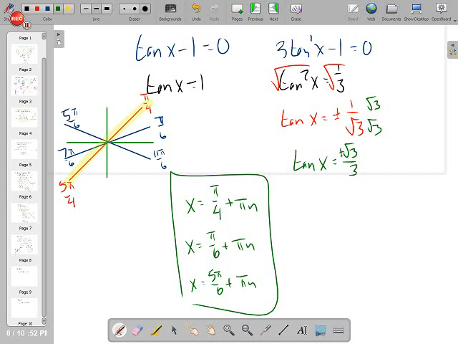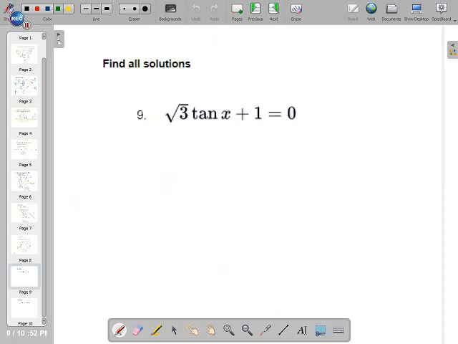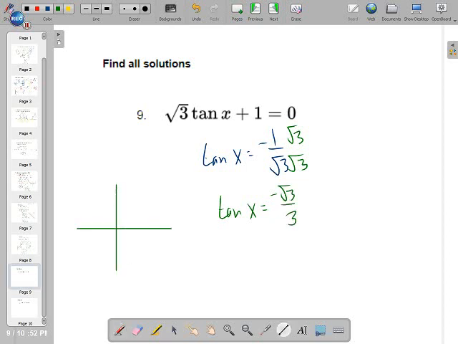Home stretch, last two. This one you can kind of do pretty quick in your head. You're trying to get tangent by itself, so the tangent of x is negative 1 over radical 3, which when you rationalize that, this is very similar to the problem we just did. This would be negative radical 3 over 3. So when does tangent have a value of negative radical 3 over 3? Those are 30-degree reference angles, but you're dealing with a negative tangent, so tangent is negative in the second and fourth quadrant. This happens at 11 pi over 6 and at 5 pi over 6. So for those two, I can isolate that into one statement, 5 pi over 6 plus pi n, and there you go.